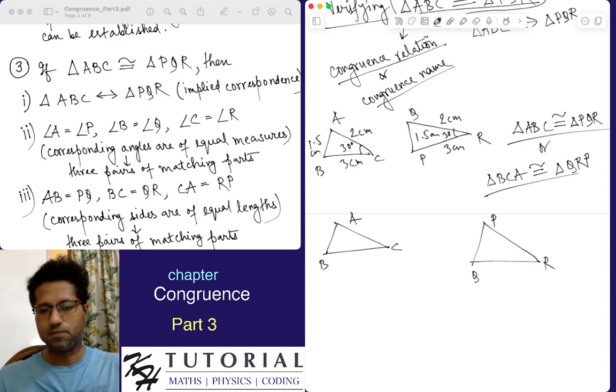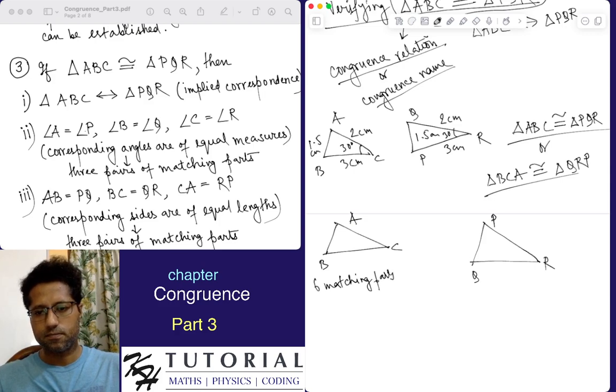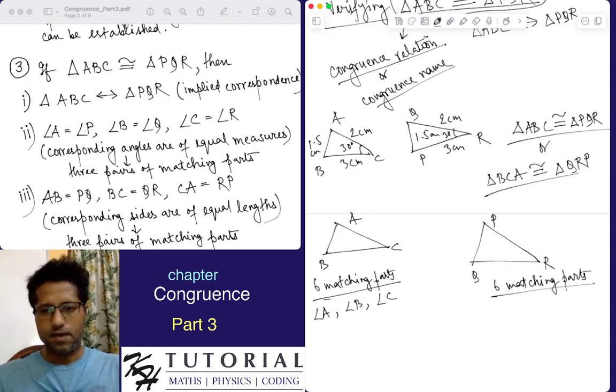Three are angles. So 6, I already discussed about this in the previous videos. 6 matching parts. This triangle also has 6 matching parts. The triangle ABC, what are the 6 matching parts? The 3 angles and the 3 sides, AB, BC and CA.